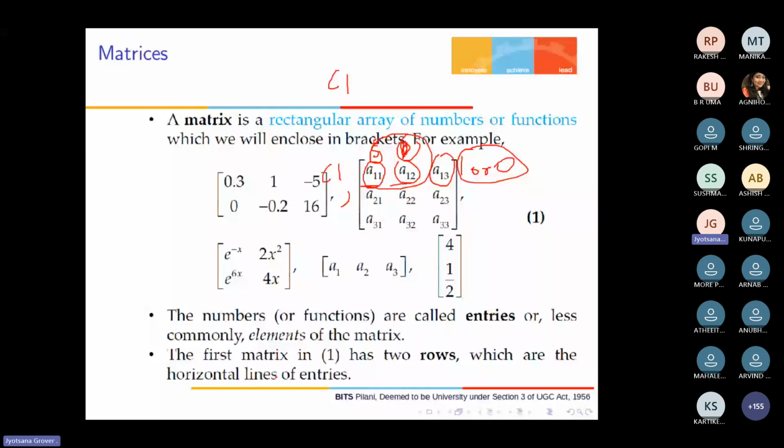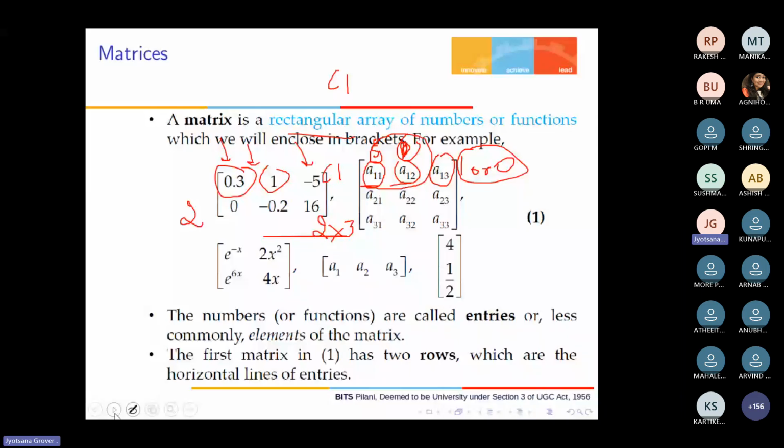So that's why you are studying matrices, because ultimately every real-life problem boils down to a numerical matrix or vector. Okay. So these are the entries, and this is a rectangular array. The number of rows in the first matrix is 2, and the number of columns is 1, 2, and 3. Okay, so 3 columns. So this matrix is 2 into 3. You call it 2 into 3.